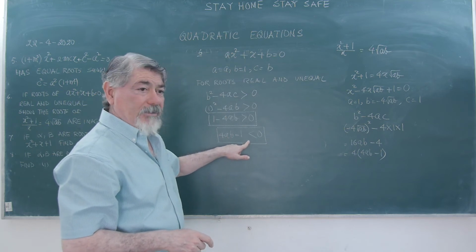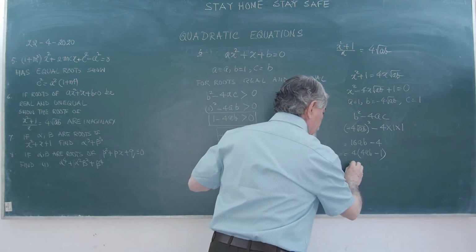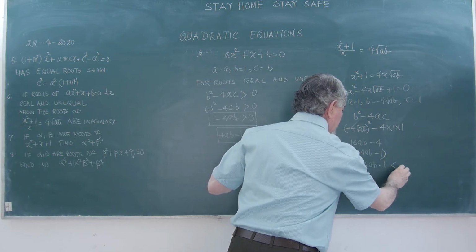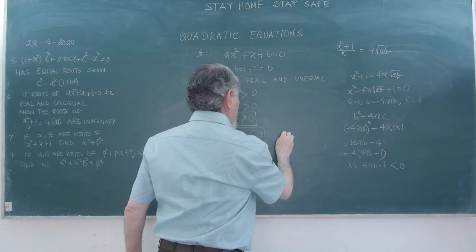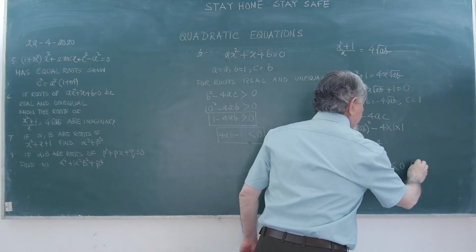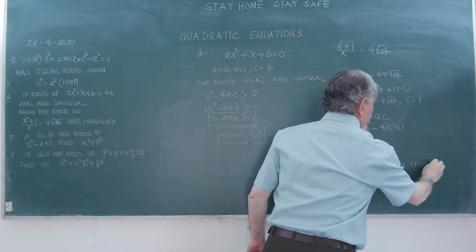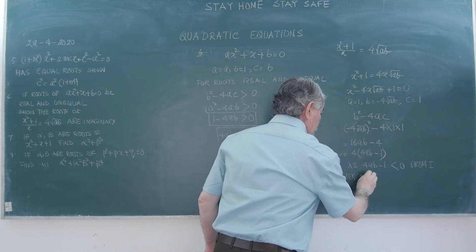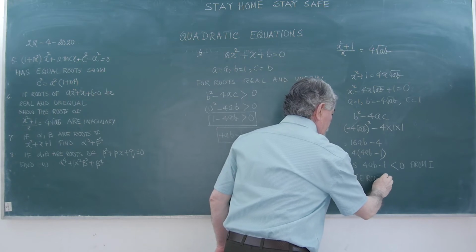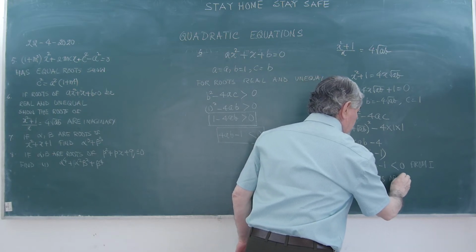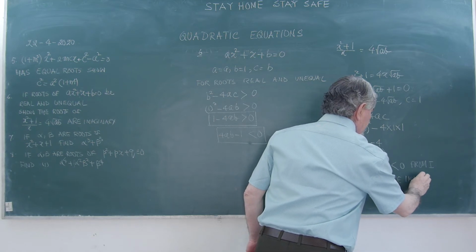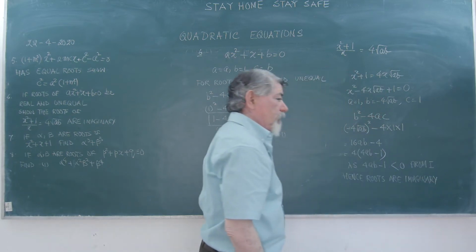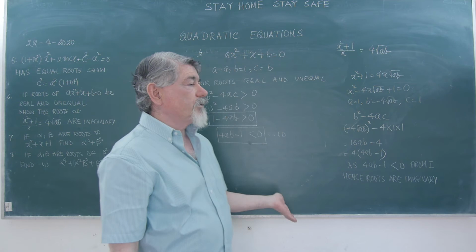As 4ab minus 1 is less than 0 from the given condition, hence roots are imaginary. Roots are imaginary because both questions are related to each other. It is the same question but two equations. In one he is saying roots are real and unequal. In the other he says you have to prove roots are imaginary.